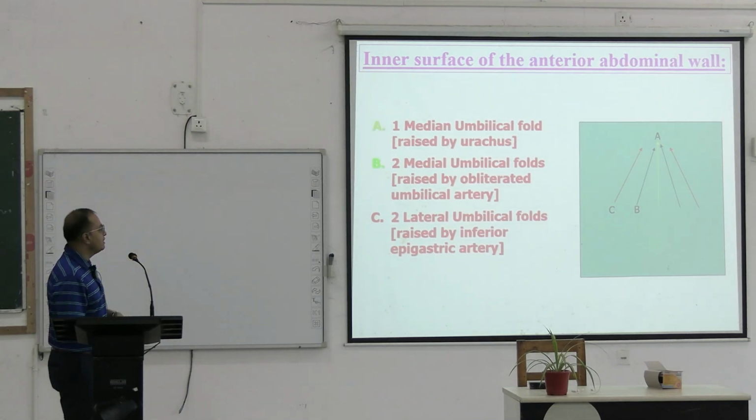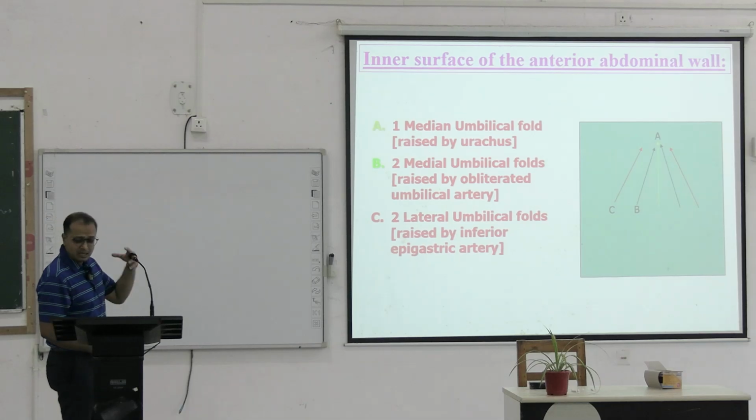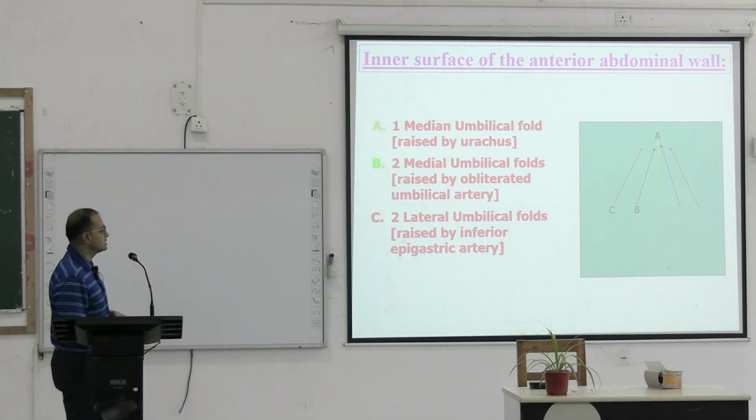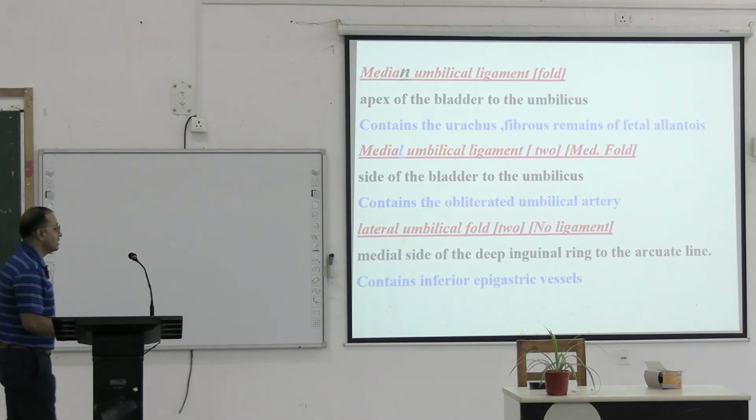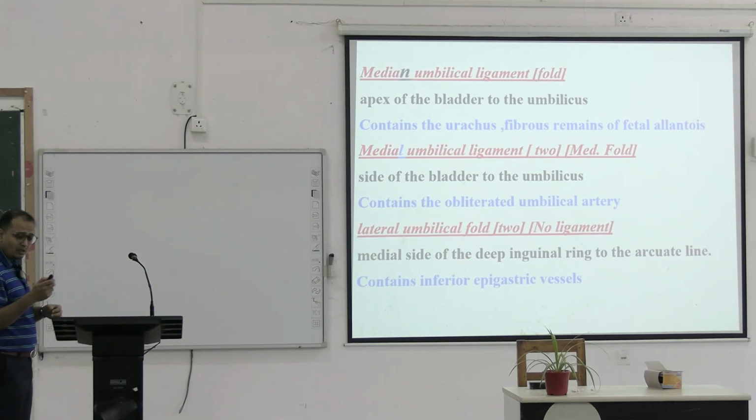The third and most important one is the lateral umbilical fold, because under it, created by this fold, are the inferior epigastric vessels, an important landmark for hernia surgery, etc. We call this Hesselbach's triangle, which is related to this artery and basically helps us identify whether it is a direct hernia or an indirect hernia.